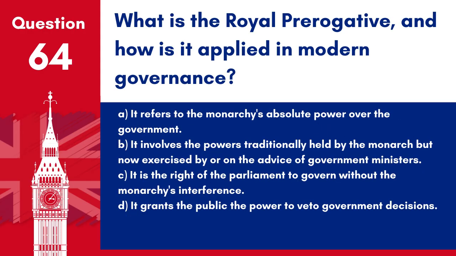Question 64. What is the royal prerogative and how is it applied in modern governance? A. It refers to the monarchy's absolute power over the government. B. It involves the powers traditionally held by the monarch, but now exercised by or on the advice of government ministers. C. It is the right of the Parliament to govern without the monarchy's interference. D. It grants the public the power to veto government decisions.